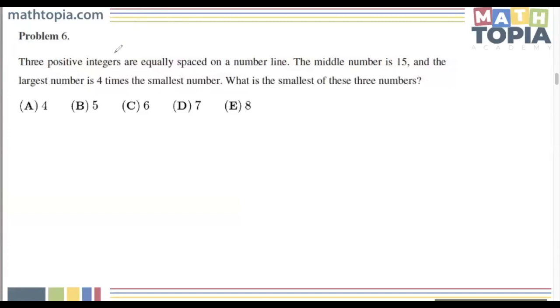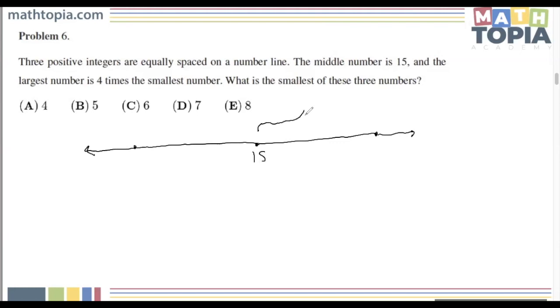All right, so now we're at problem 6. 3 positive integers are equally spaced on a number line. So we have our 3 numbers, like 1, 2, 3. The middle number is 15, and the largest number is 4 times the smallest number.